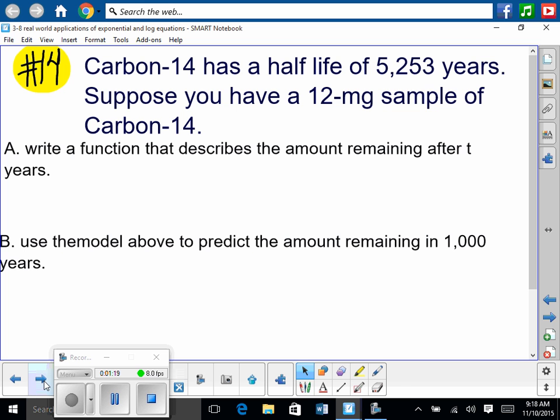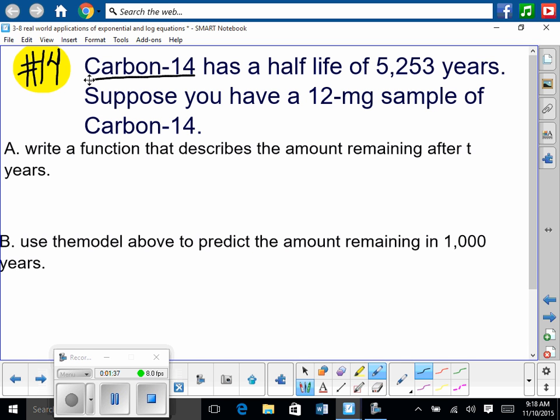Now here's what throws people up with these kind of problems, is a lot of times there's a lot of numbers in the names of something. So carbon 14 is the name. The 14 has nothing to do with the amount of carbon. Carbon 14 is the name. Does everybody understand what I'm saying?